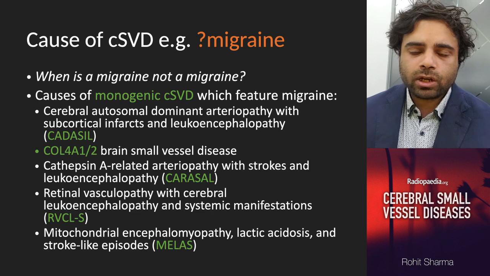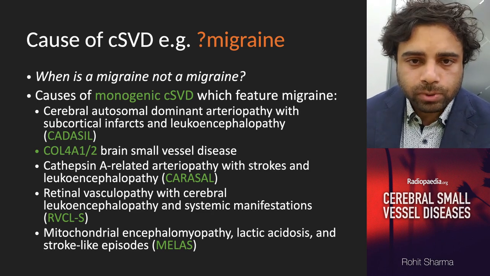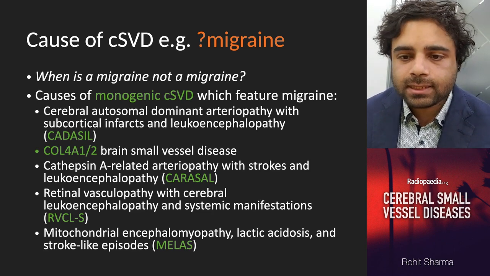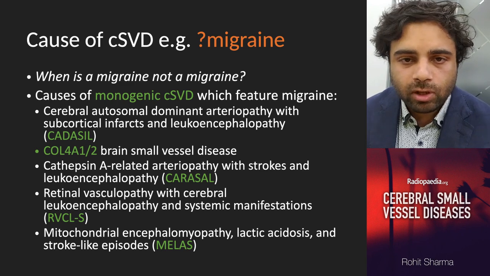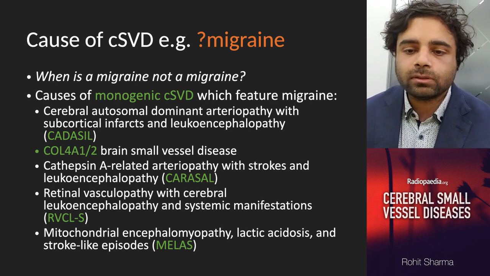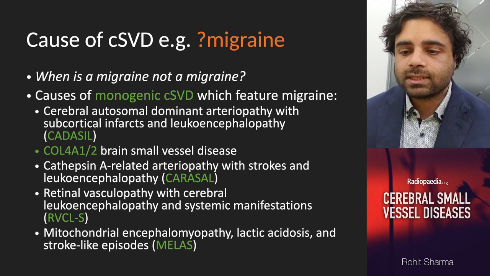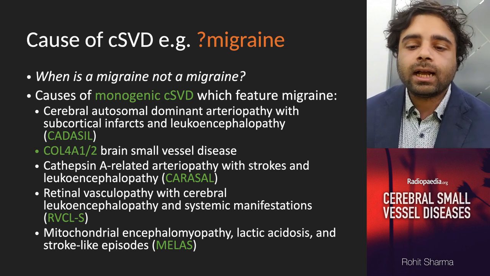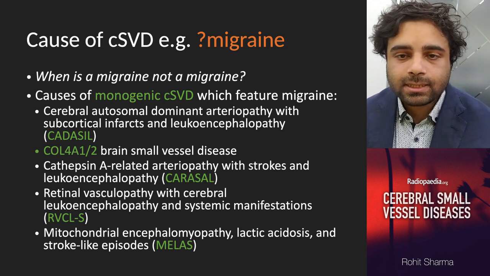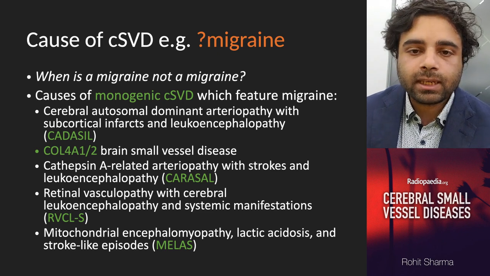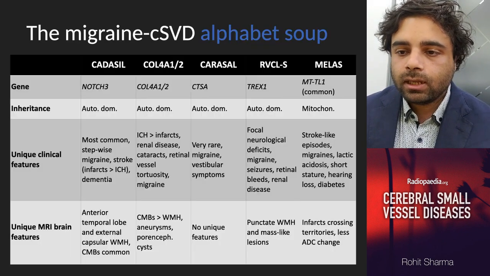And these are diseases which I often refer to as the alphabet soup of cerebral small vessel diseases because they're littered with lots of acronyms. So there's CADASIL, there's the COL4A1 or COL4A2 brain small vessel disease, CARASAL, RVCLS, and MELAS, with their full names here for you to read.